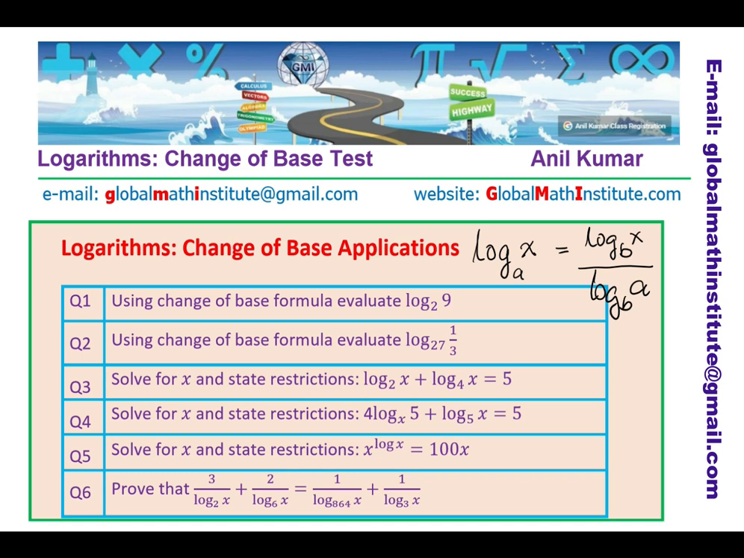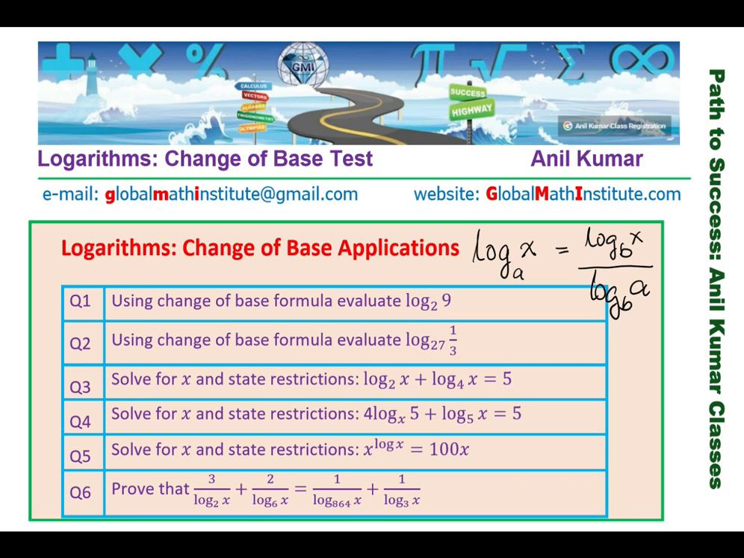Great. So that is the first question. Second is using change of base formula, evaluate log to the base 27 of 1 over 3. So you need to change the base to get this value, right? Not writing it into exponential form. That is important to understand, and students who do it with exponential form will lose marks in the test. Question number 3 is solve for x and state restrictions: log to the base 2 of x plus log to the base 4 of x equals 5. Now, you cannot combine directly using the product rule since the bases are different.